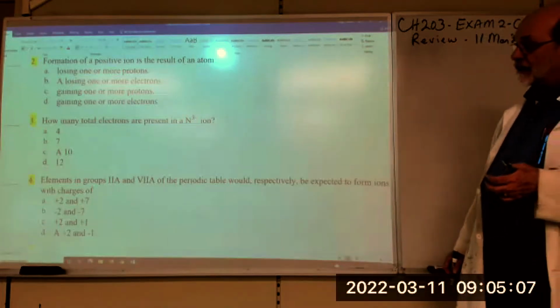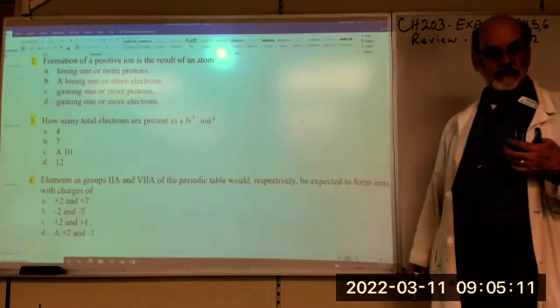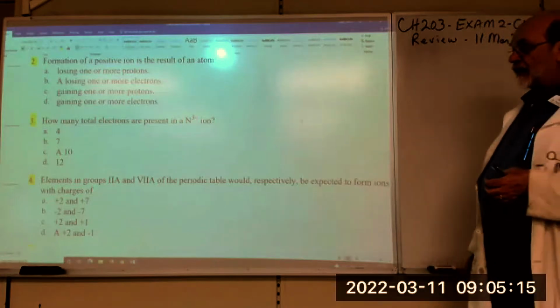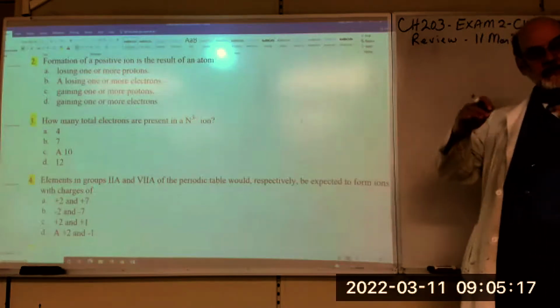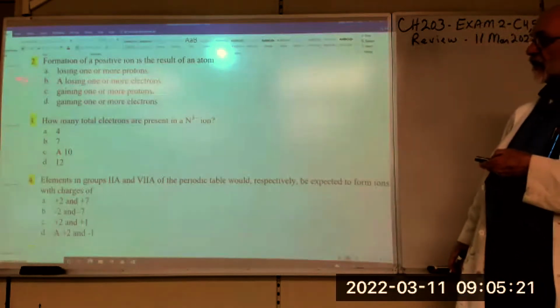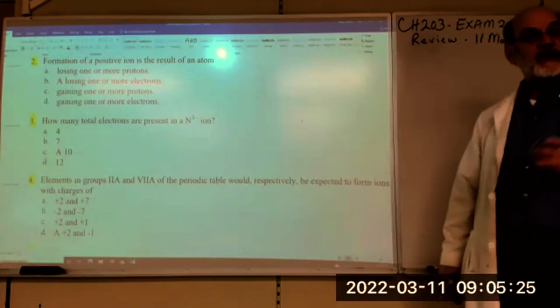So in order to get a positive ion, you have to lose a negative. It has to lose an electron, at least one. And that'll give you an imbalance toward the positive side. So the answer to that one is you've got to lose 1 or more electrons to make a positive ion.